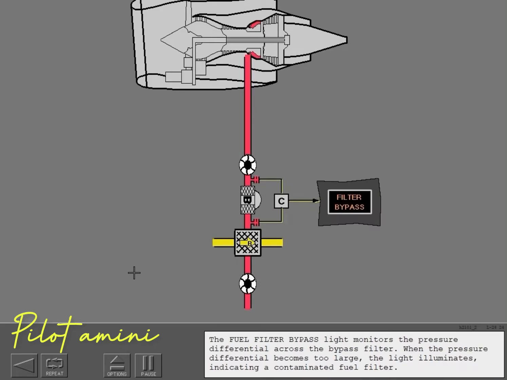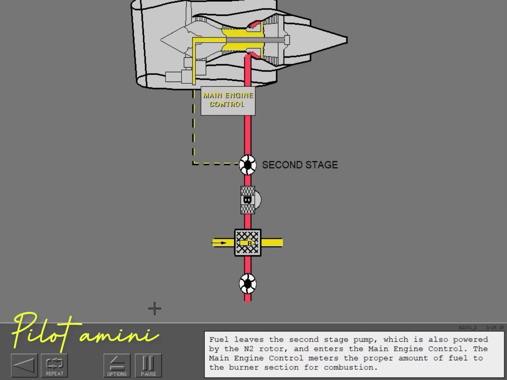The fuel filter bypass light monitors the pressure differential across the bypass filter. When the pressure differential becomes too large, the light illuminates, indicating a contaminated fuel filter. Fuel leaves the second stage pump, which is also powered by the N2 rotor, and enters the main engine control. The main engine control meters the proper amount of fuel to the burner section for combustion.